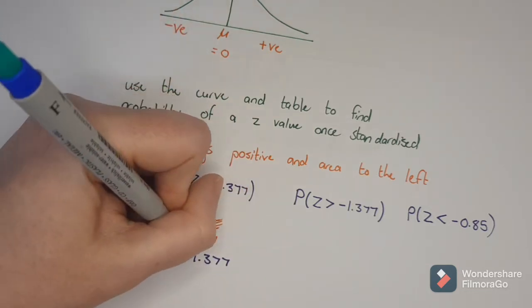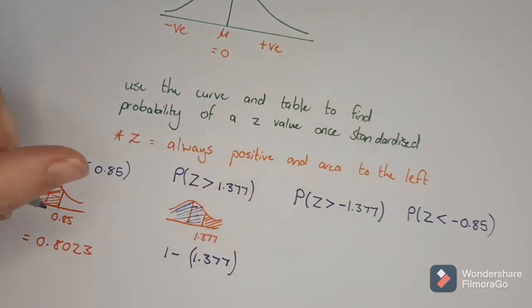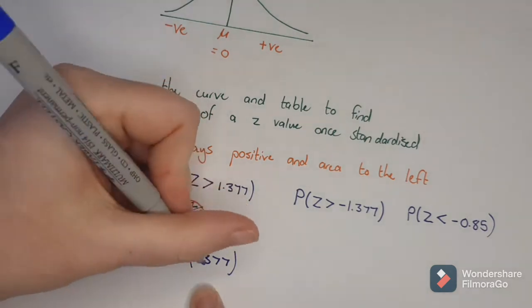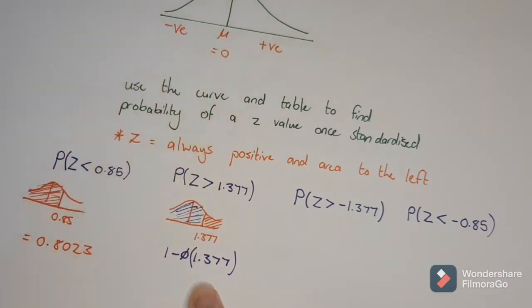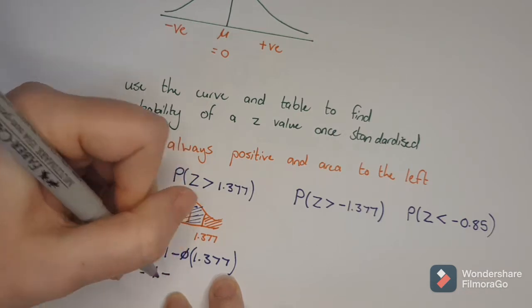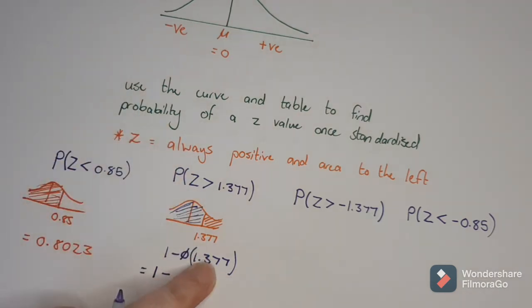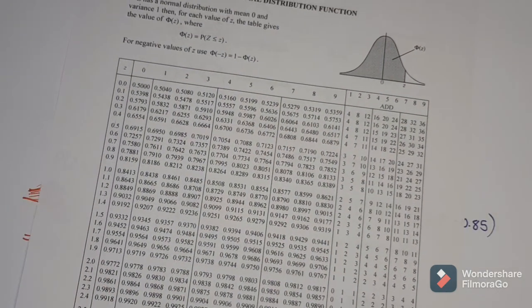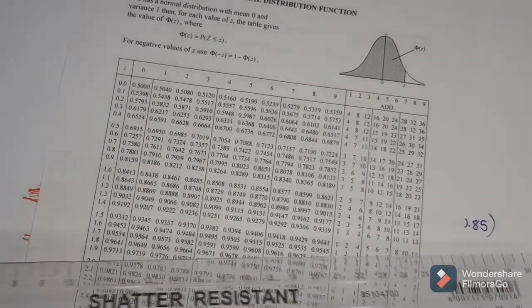1.377. Okay, and now whenever we are looking at these values on the table, we always indicate that we are looking them up using our Greek symbol for phi. Okay, so we say 1 minus what we're looking up on the table, which we represent with that little symbol. So that means I can say 1 minus, and now I look up 1.377 on the table.